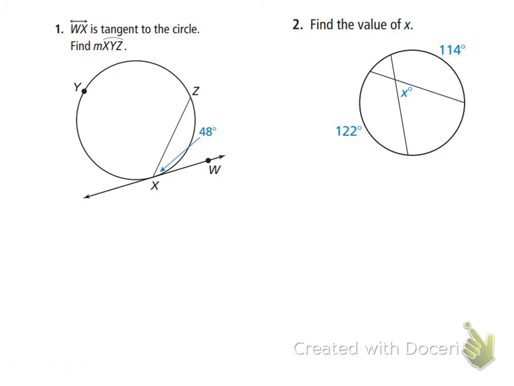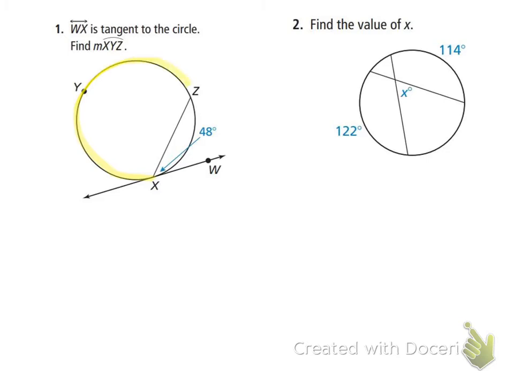So from here, you've learned it all. You've highlighted it all. You need to now know how to apply whichever property applies to this picture. So in number 1, it says we have a tangent line. WX is tangent to the circle. We want to find arc XYZ. I missed the X.